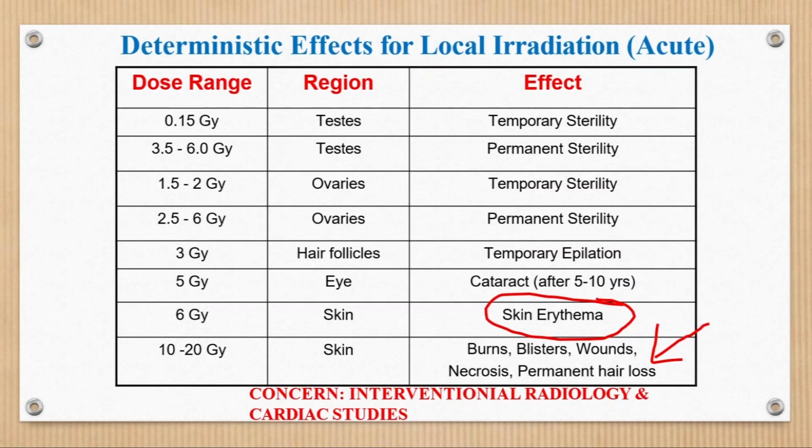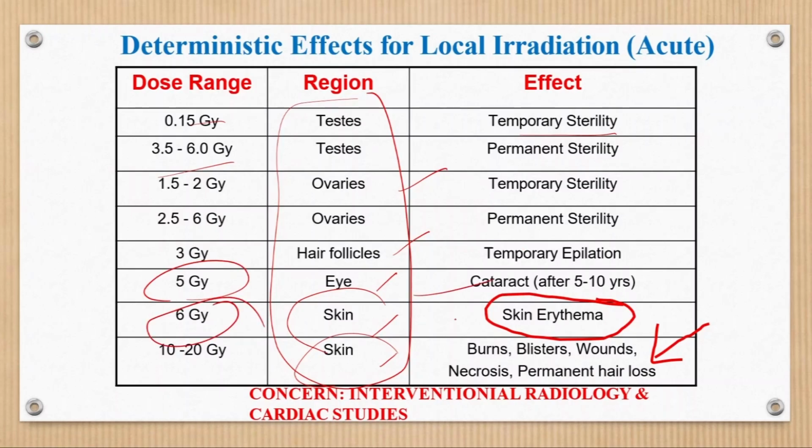Deterministic effects for local radiation, which are acute radiation effects: 0.15 gray in the testis, which is a radiosensitive organ. Ovaries are also radiosensitive organs, which contain germ cells. Hair follicles, eye, skin, these are less radiosensitive. When these organs receive such an amount of dose, there is a risk of temporary or permanent sterility. If I receive a 5 gray dose, there is a possibility of cataract. 6 gray can cause skin erythema, and 10 to 20 gray causes burns, blisters, wounds, and necrosis.